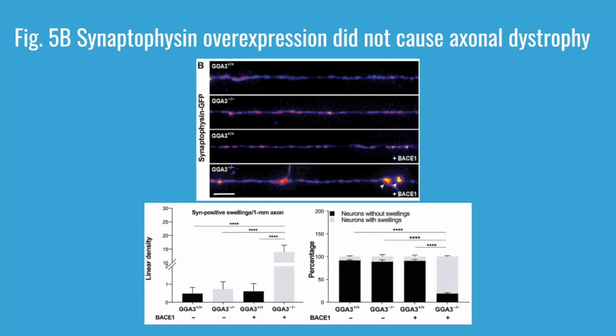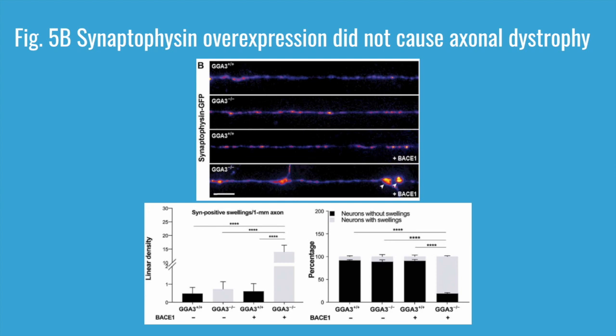And then in figure 5B, instead of the BACE1-mCherry, we're looking at synaptophysin overexpression and how it influences axonal dystrophy. Once again, they were looking at the linear density and the percentage of swellings. And the only case in which there was a change in the axons was when there was BACE1 overexpression in conjunction with GGA3 deletion. And if you see in that image right here, the bottom with the white arrowheads, those again are the axonal swellings.